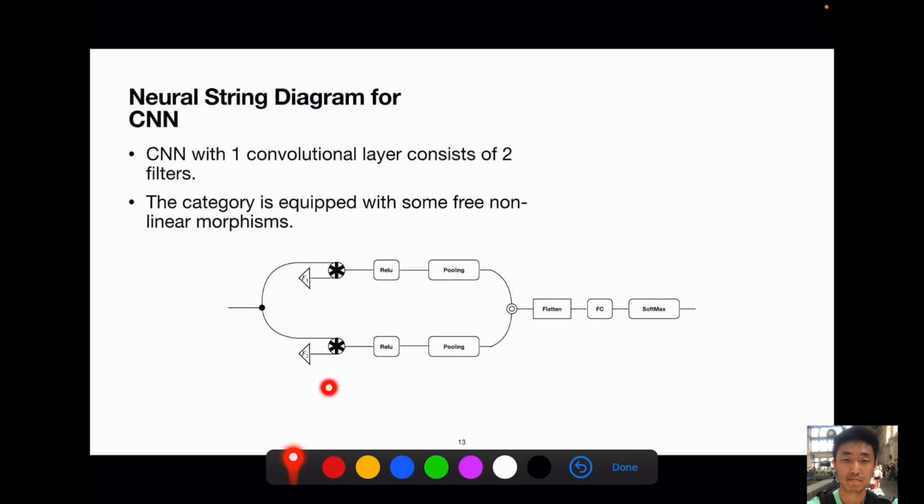And here is the neural string diagram for a very simple convolutional neural network. It has one convolutional layer consisting of two filters, F1 and F2. They're represented as fixed states. And we have some other morphisms. We have the copying morphism that duplicates the input, we have the concatenation morphism, and we have some free nonlinear morphisms: ReLU, pooling, flatten, fully connected layer, softmax. We're currently developing a two-level morphism system so that we can formalize these free nonlinear morphisms.